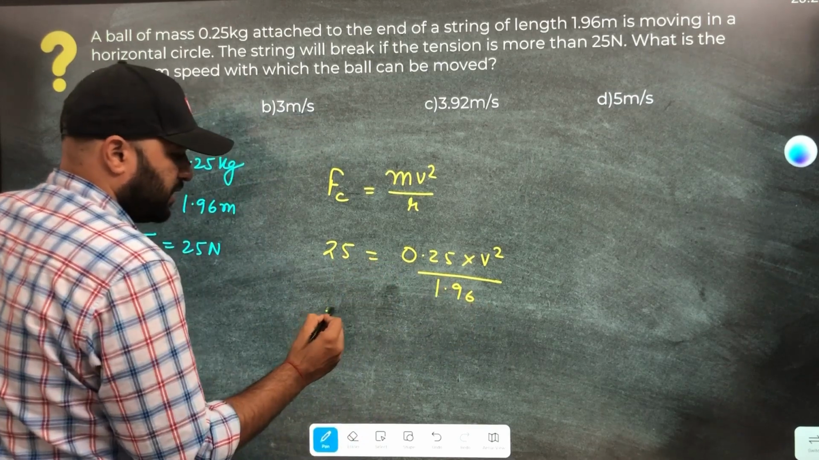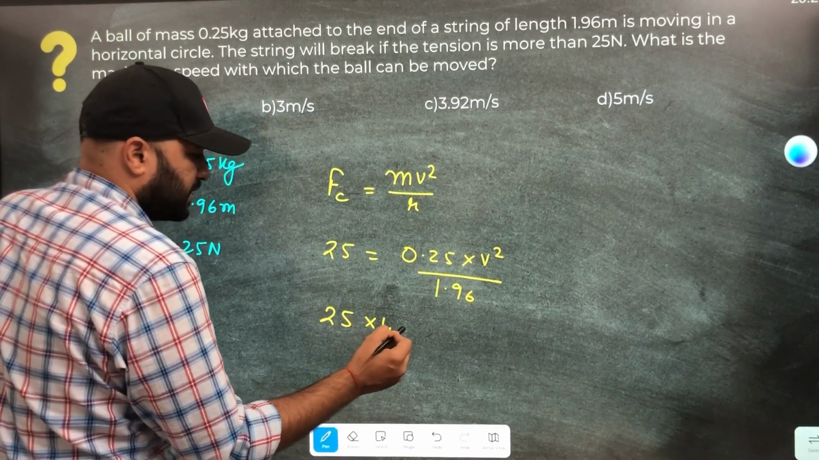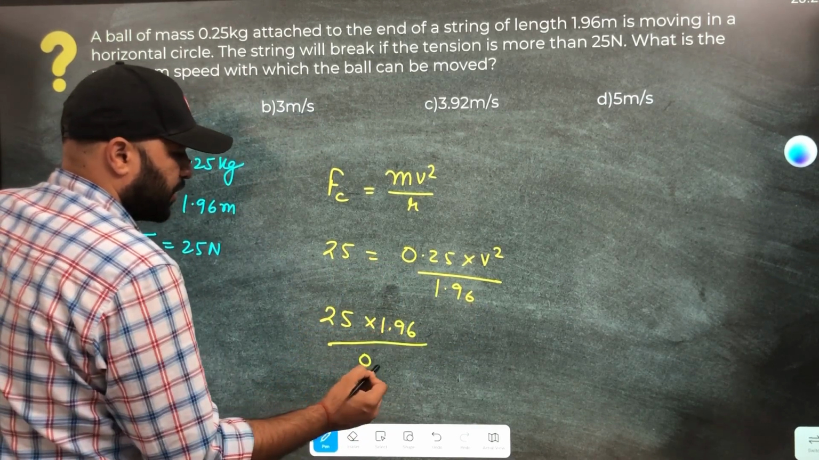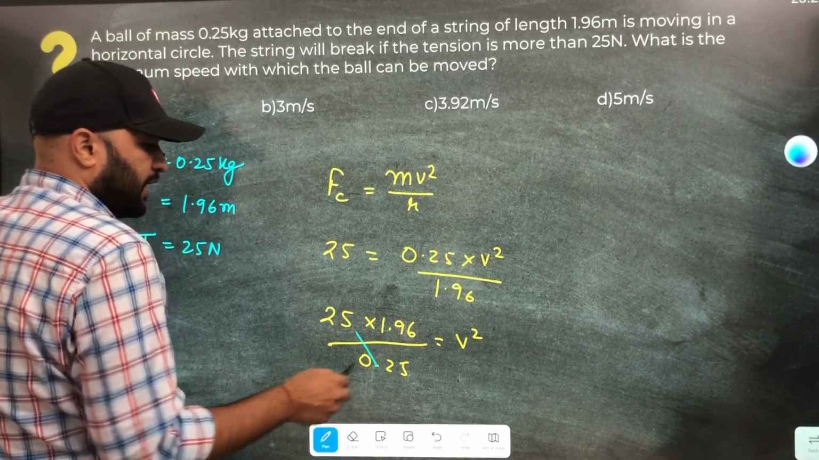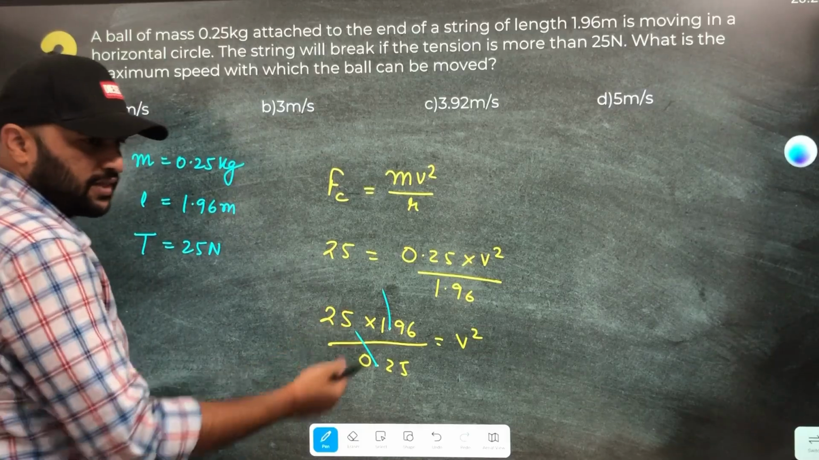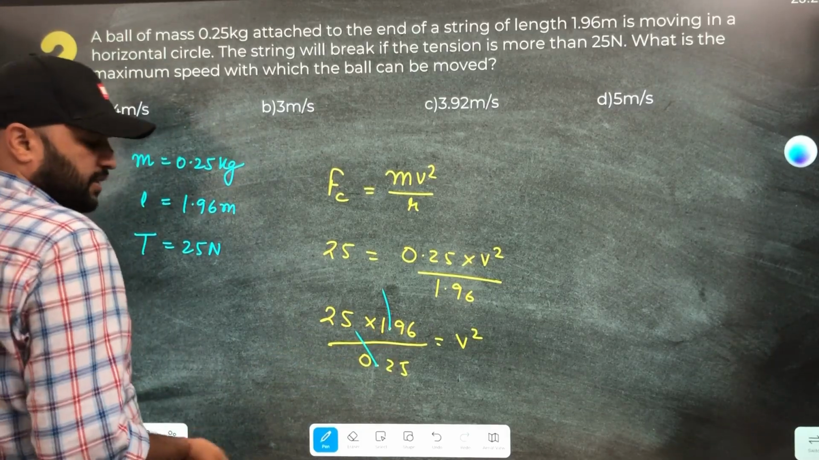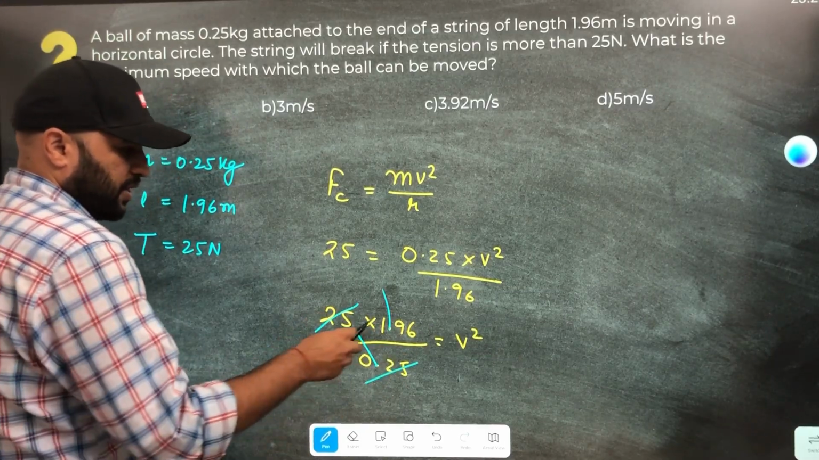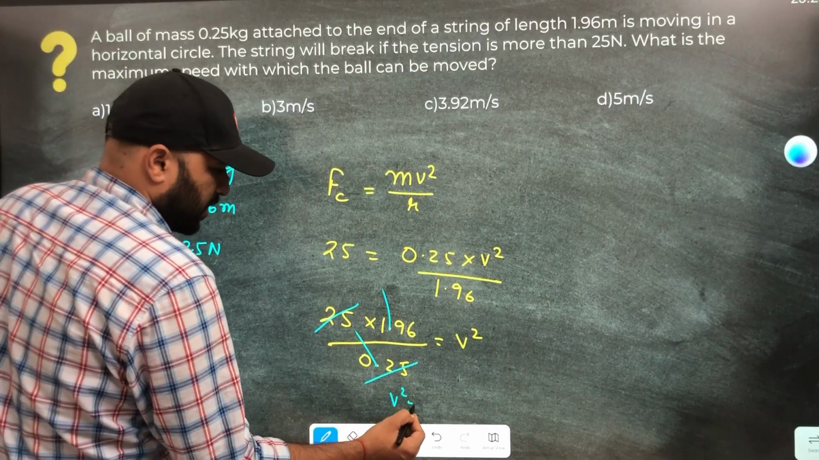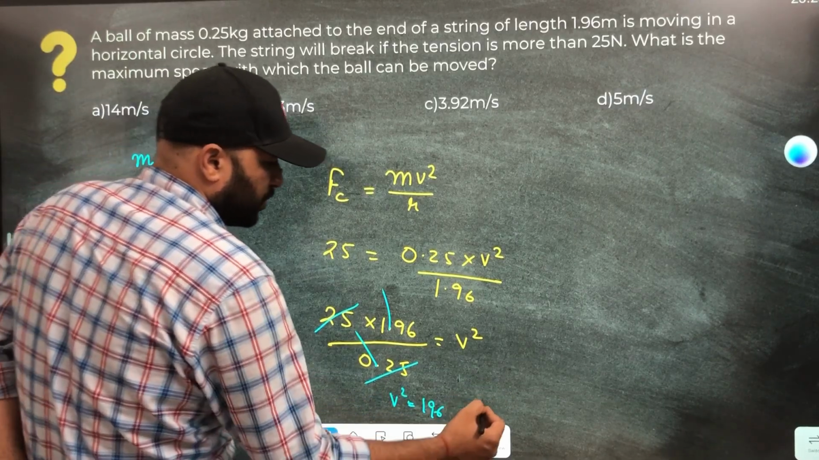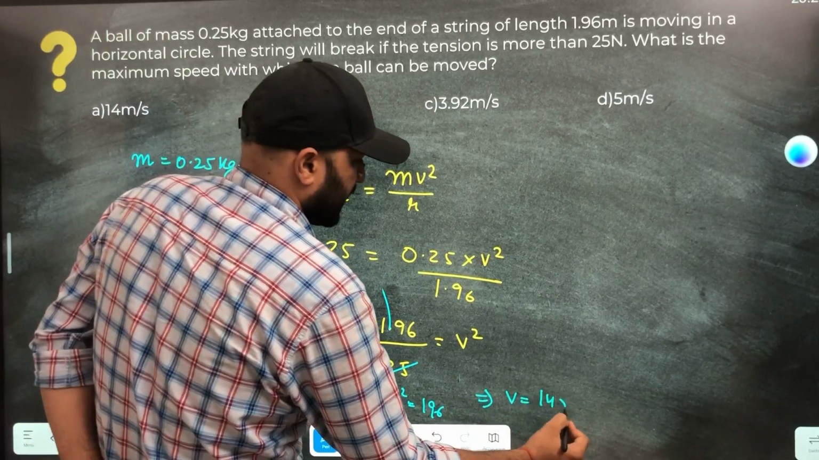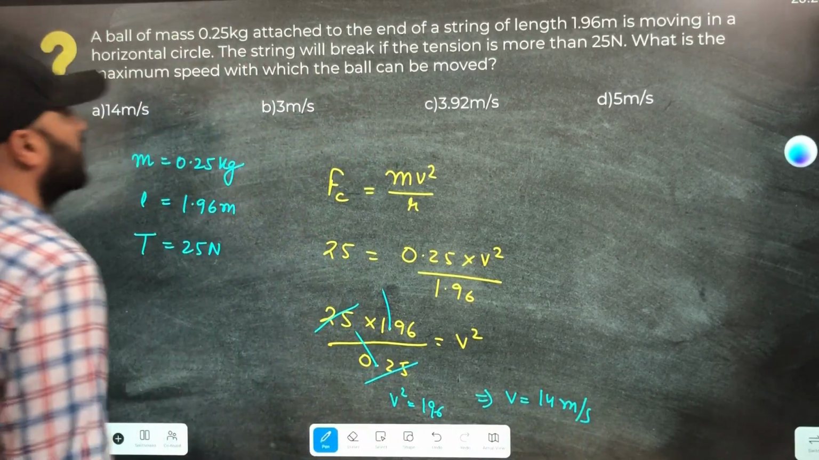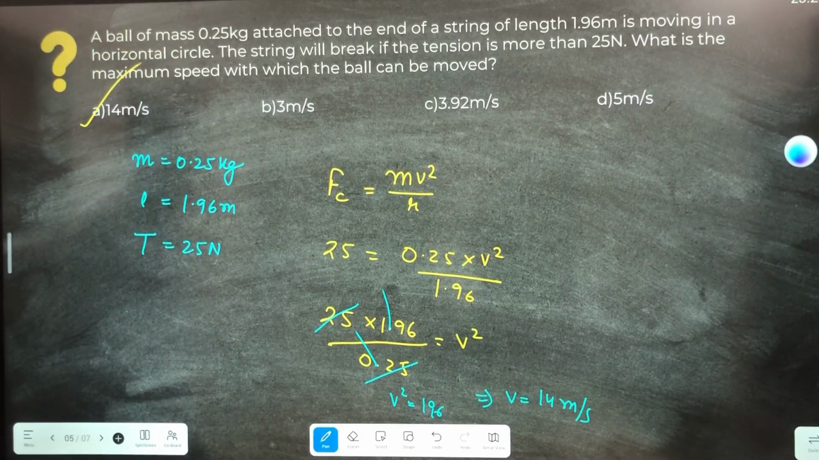Let's cross multiply it. So it will be 25 into 1.96 whole divided by 0.25 equals v square. Let me simplify it. Let's remove this decimal point and this decimal point. Both will cancel out because there are two digits after the decimal point. So 25 will cancel out with 25. You're left with v square equal to 196, and the root of this will give us v equals 14 meter per second. I hope there is an answer like 14 meter per second. Yes, option A. Clear? Let's see the next question.